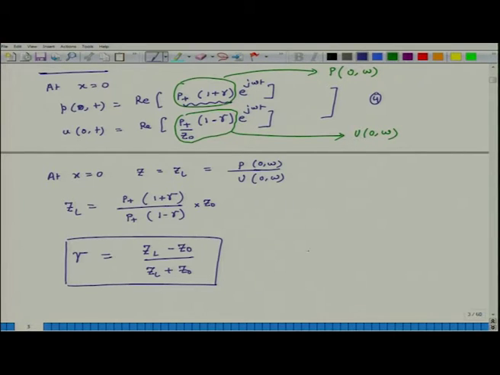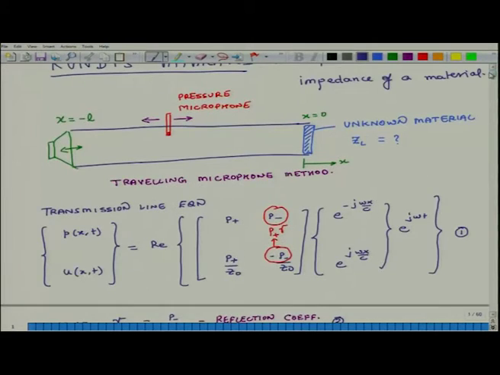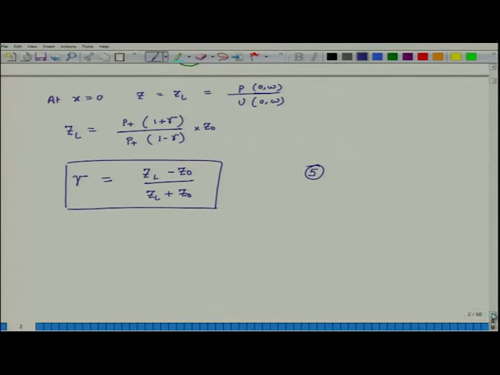So, this is equation 5. The thing is that if I can figure out the value of gamma, then from equation 5 I can calculate the value of ZL. And what is our original goal? That we want to find the impedance of this material, ZL. So, now we will try to figure out how to find gamma, okay? Because once I can find gamma, then I can calculate the value of ZL.